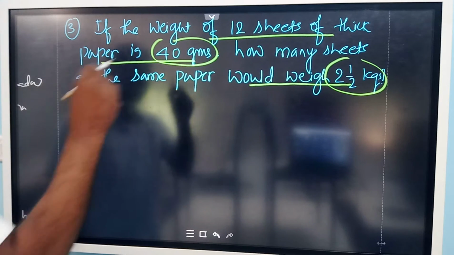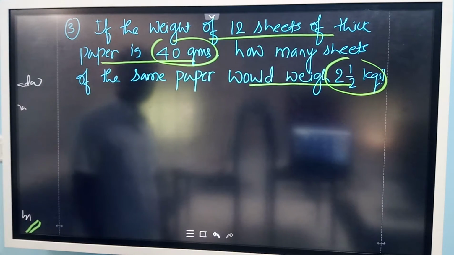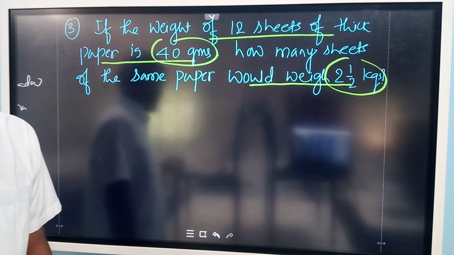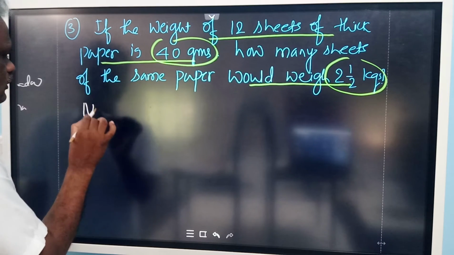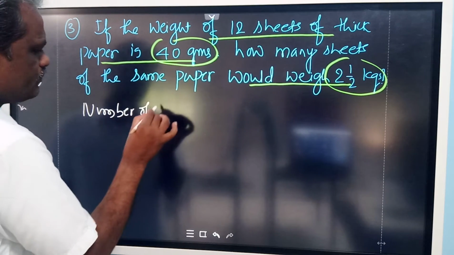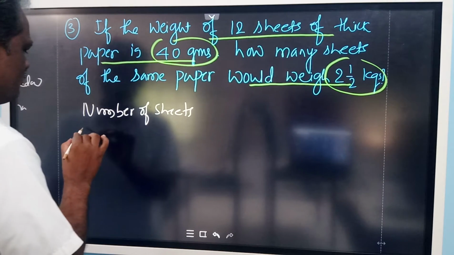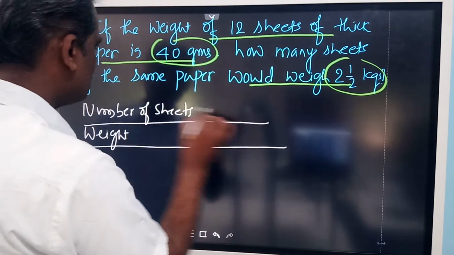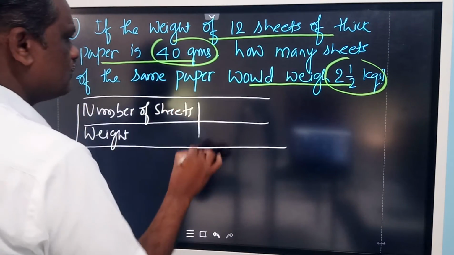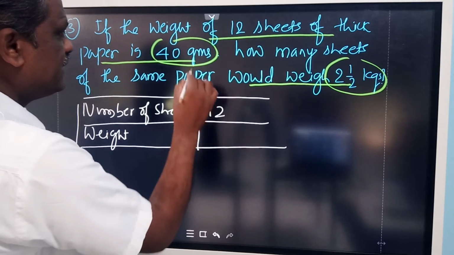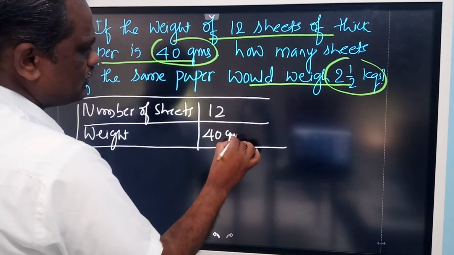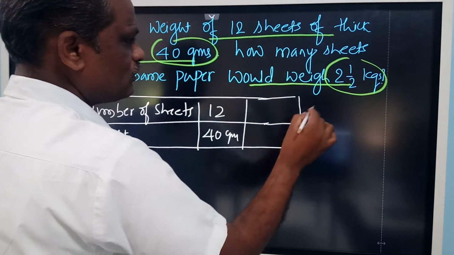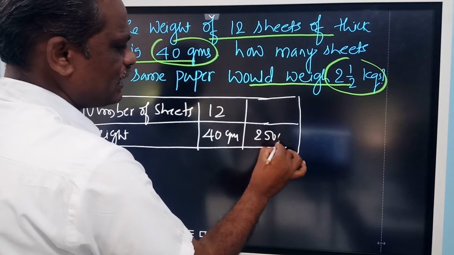So here the weight of 12 sheets of paper is given as 40 grams. The number of sheets you can write in one row, and weight in another row. Here the number of sheets 12 means its weight is 40 grams. The number of sheets we need to find out. 12 sheets is equal to 40 grams. It is equal to 2.5 kg, which means 2500 grams.